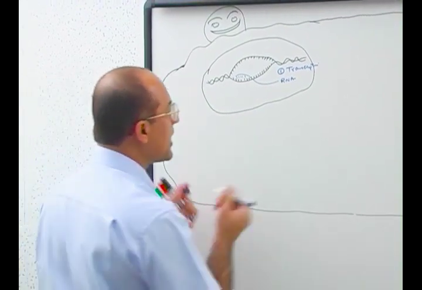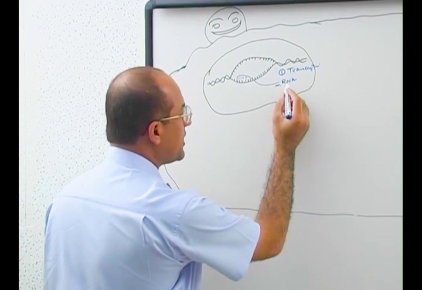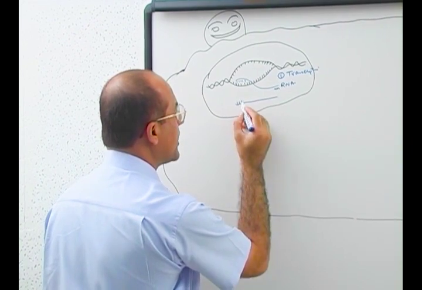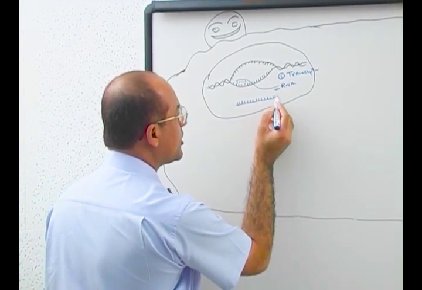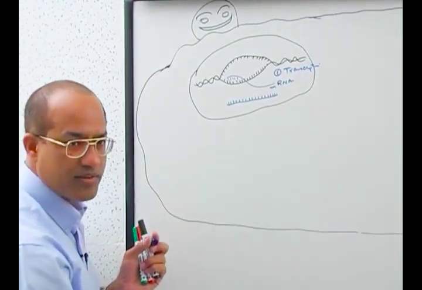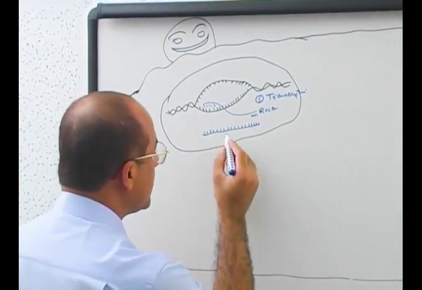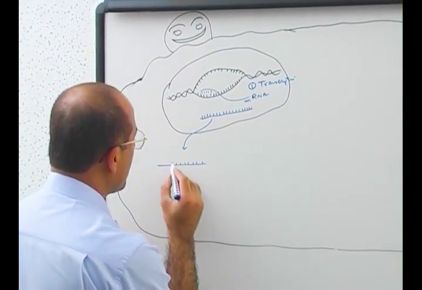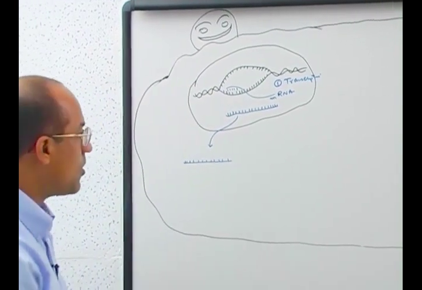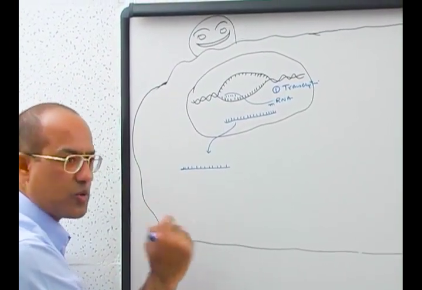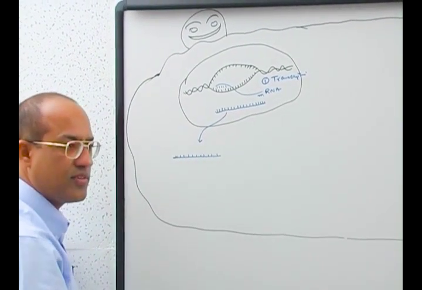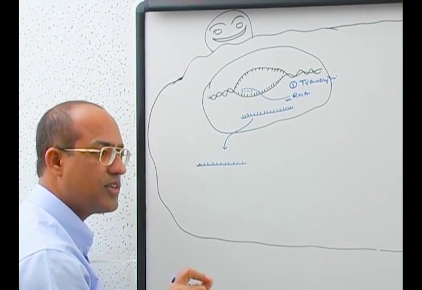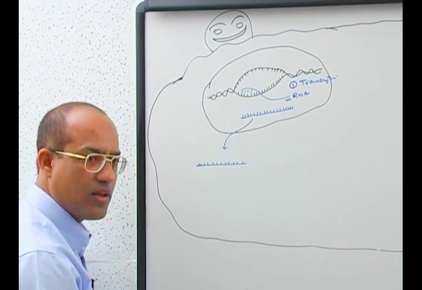Then once the messenger RNA is made, originally it is made as pro-messenger RNA, and this pro-messenger RNA undergoes some modifications within the nucleus. Suppose this is the messenger RNA. After those modifications, this messenger RNA molecule will come out. Now here is the messenger RNA molecule. This messenger RNA molecule has the nucleotide sequence which will direct the synthesis of peptide chain, and that peptide chain eventually will become the part of collagen molecule.